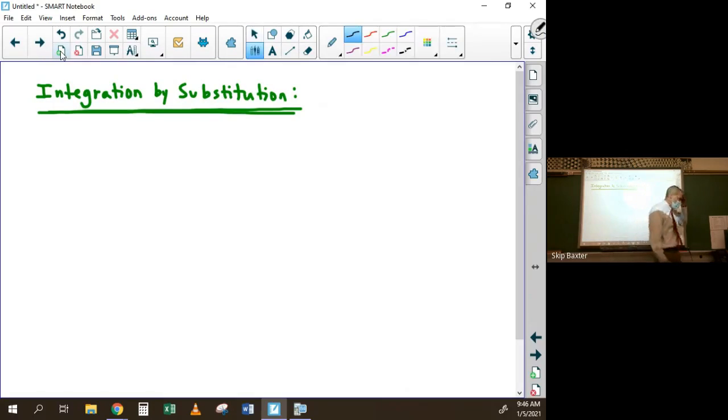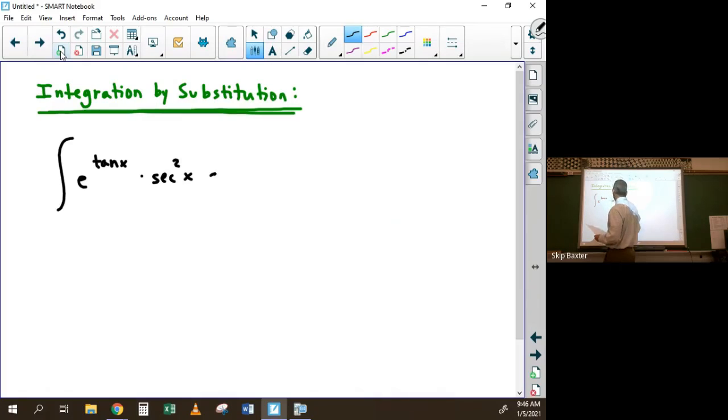So let's just do a couple examples of this. For example, if you have something like the integral of e to the tangent x times secant squared x dx, what do you think u should be? Tangent x. And remember, what you're looking for is something whose derivative appears as a factor of the integrand. The derivative of tangent x is secant squared, and there it is right there as a factor of the integrand. That's the key. That's what you're looking for.